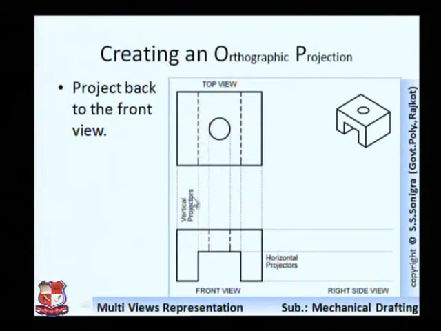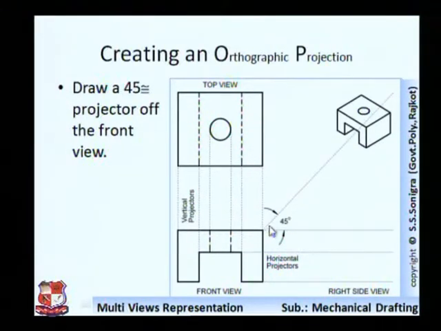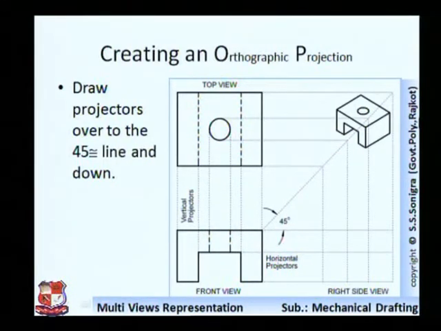And these are the vertical projectors which are drawn over here. These two dotted lines represent the circular hole, and these horizontal projection lines are used to draw the right side view of this object. This is a miter line which is drawn at an angle of 45 degrees. Take projections from the top view, and they cut this miter line at some points. From that we can transfer the points to its right hand side view as drawn over here. So draw the projectors over the 45 degree line and then down up to here. So this is the right hand side view.